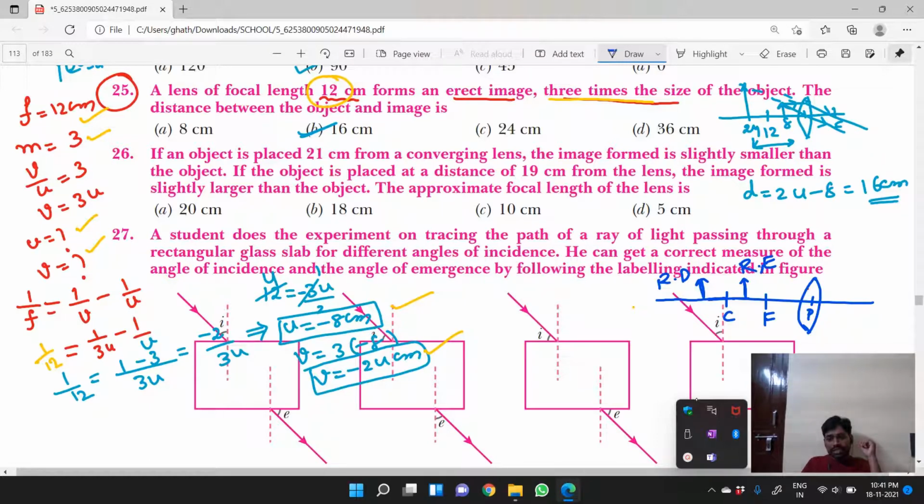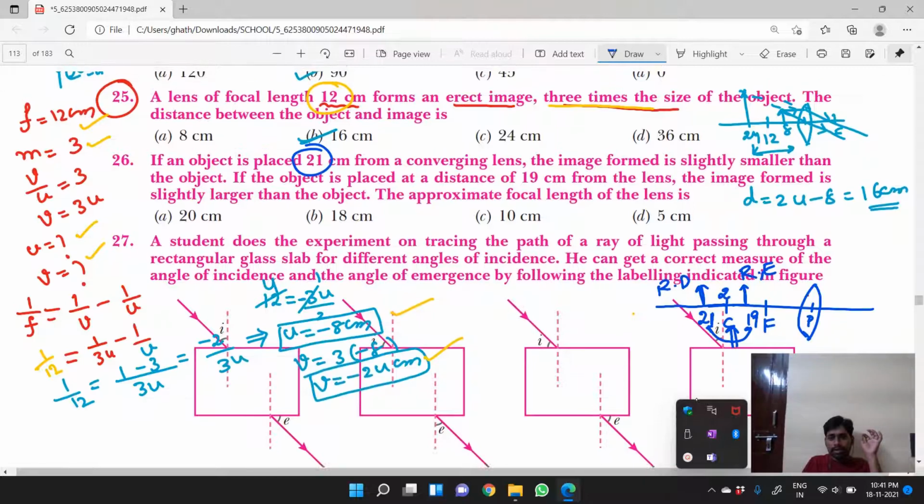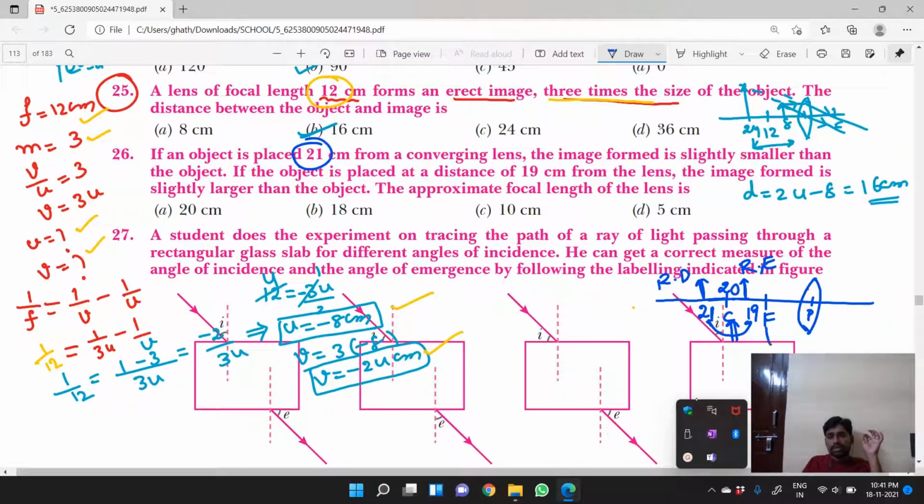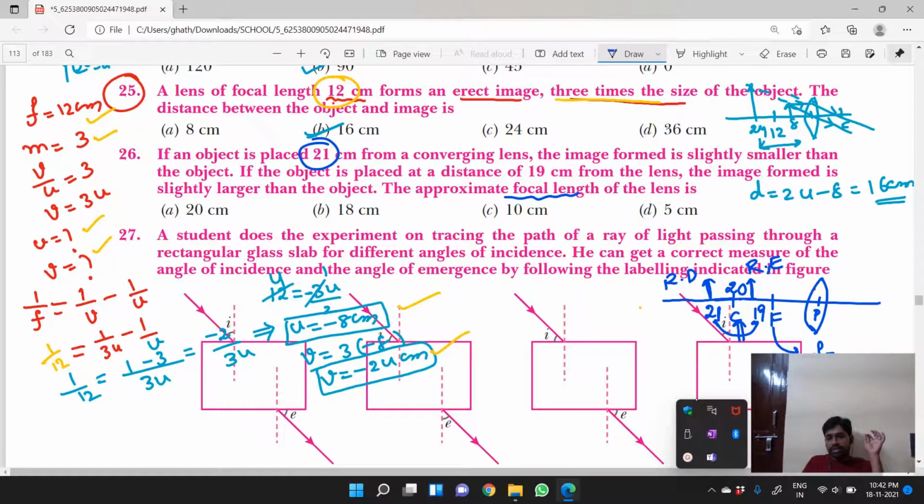Then, how much did they say in the question? 21 they said. When placed at 19, they are getting the real enlarged image. Then between these two, the center of curvature is 20. If the center of curvature is 20, then they are asking about the focal length. The focal length is R by 2, which is equal to 20 by 2, that is 10. So the answer is 10 centimeters.